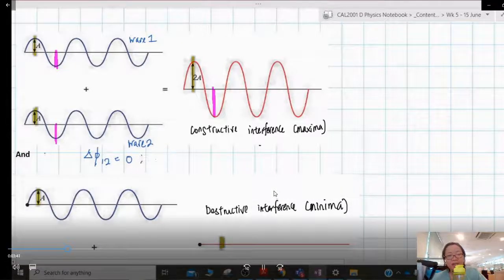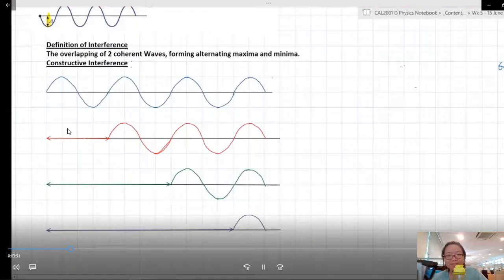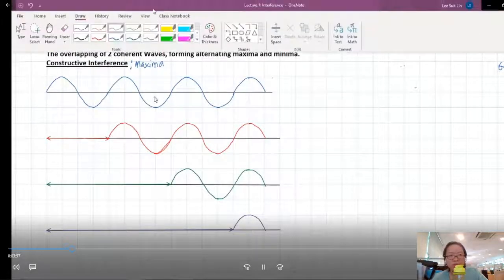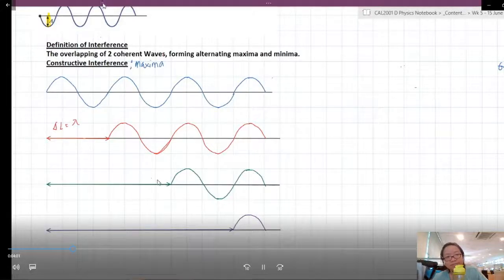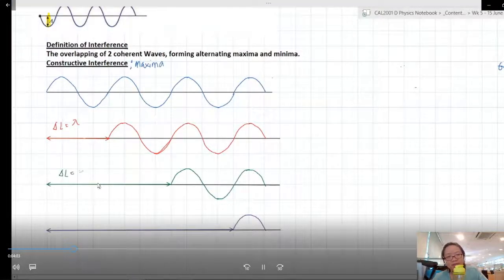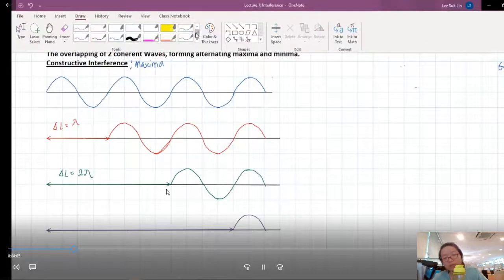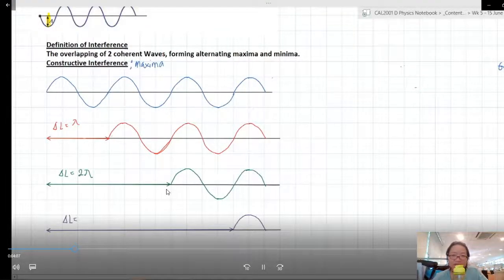What are the other possible situations where you get constructive interference? Just rub off these two and start one cycle later. So like this one, you start one cycle later. Constructive interference, sometimes called maxima. You can also start 2 cycles later, so the delta L now would be 2 lambda. You could start 3 cycles later, 4 cycles later, 5 cycles later. It's all okay.